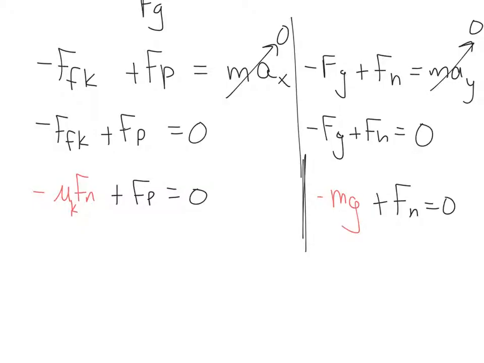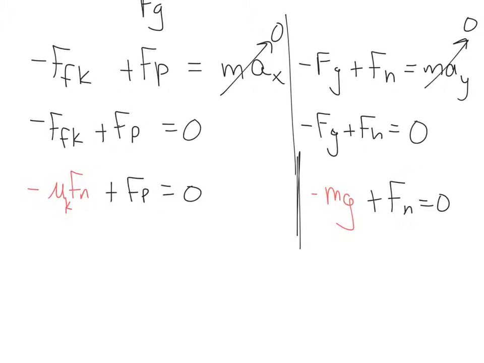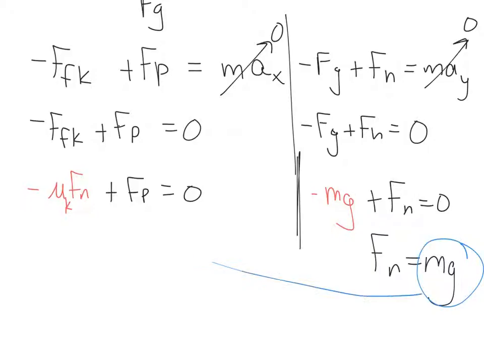So I'm going to do this again. I'm going to get Fn by itself on the right-hand side. I'm going to substitute this mg right here in for Fn right there, giving me the same exact equation as the last question. Solving for mu K, I'm going to get, again, the same answer as the last one.